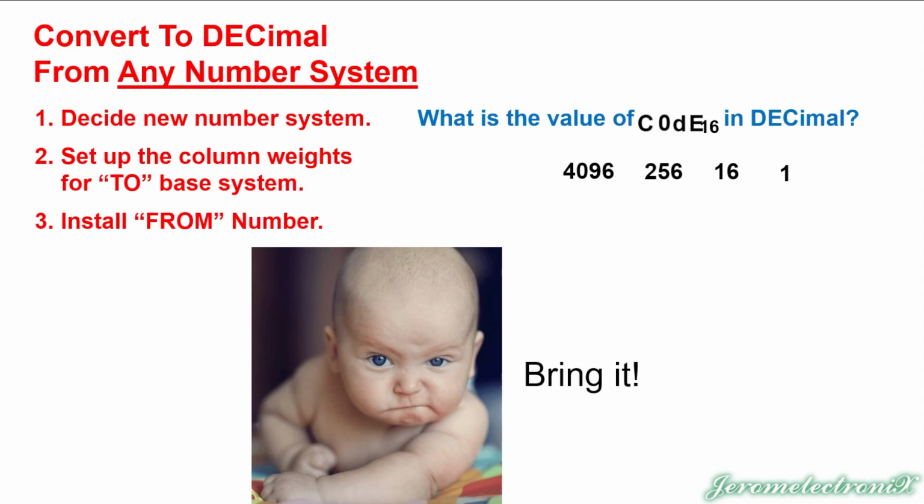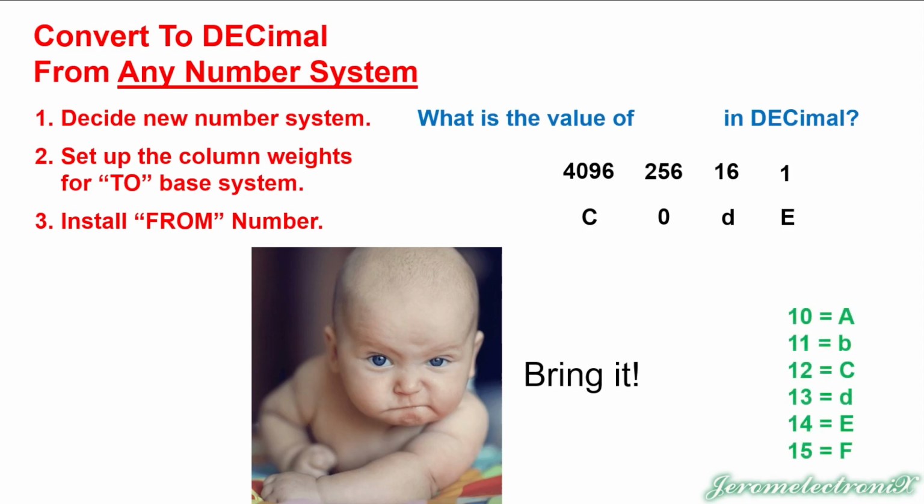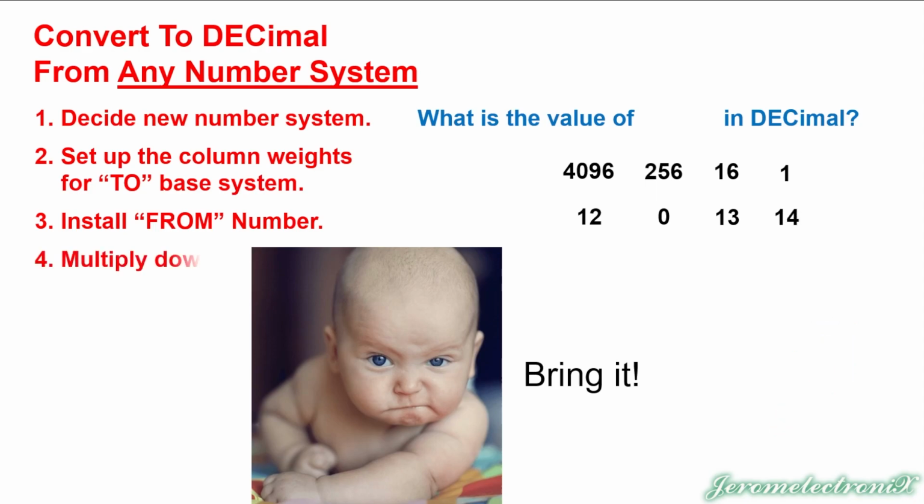Next, we're going to install the from number. There it is. But we got an extra step in here if we're doing more symbols than 0 through 9. What we need to do is convert those letters to their decimal value, because we're converting the whole number to its decimal value. So C happens to be equal to 12. We're going to trade C out for a 12. D happens to be a 13. We're going to trade D out for 13. And E happens to be a 14, and we're going to trade the E out for a 14.